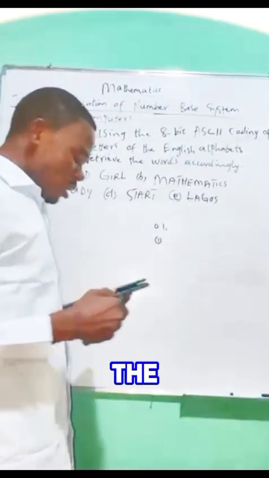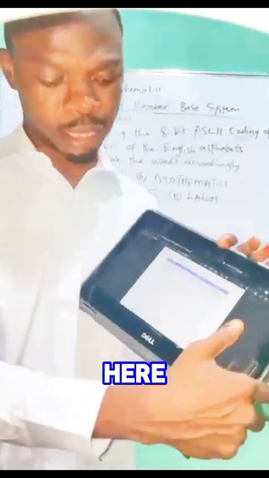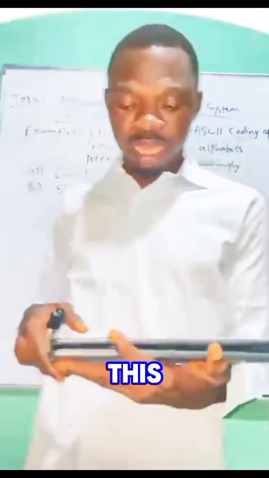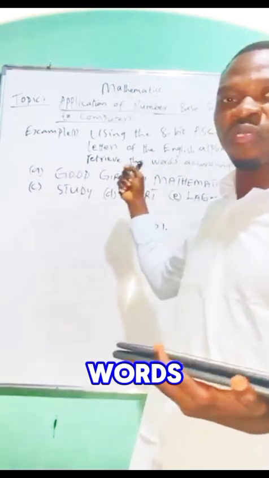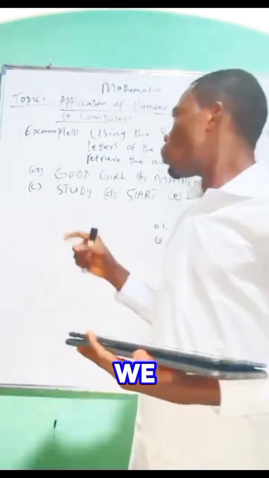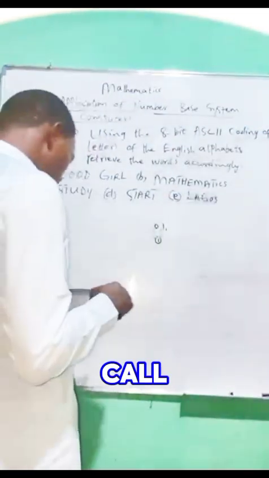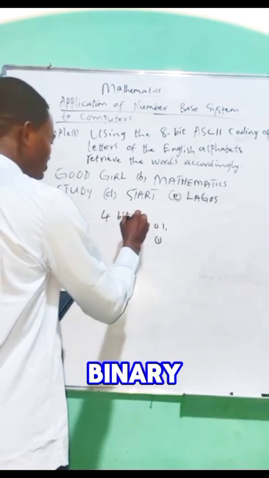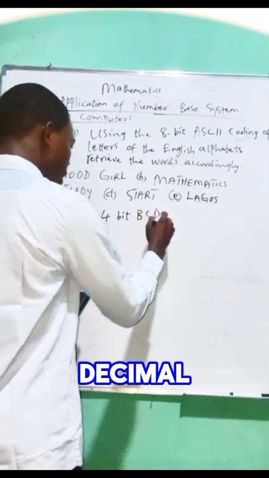Now, in this table that you are seeing on our gadget here, this is a table that has been generated already, which we use in retrieving words. So when a word is given, we use this table to retrieve the word. In the table we have what we call the 4-bit binary code decimal.